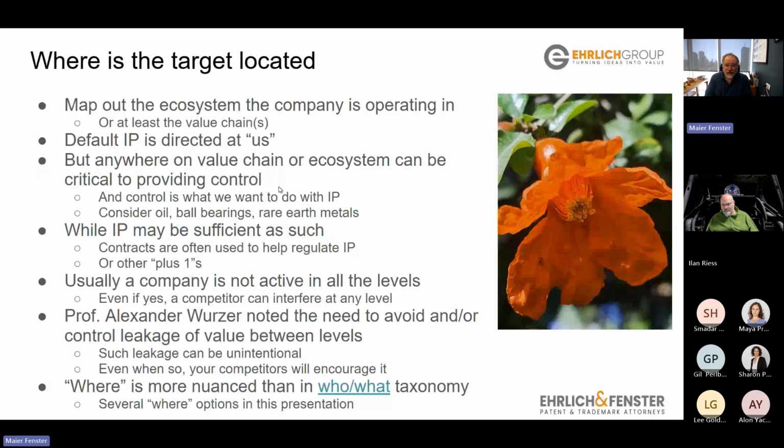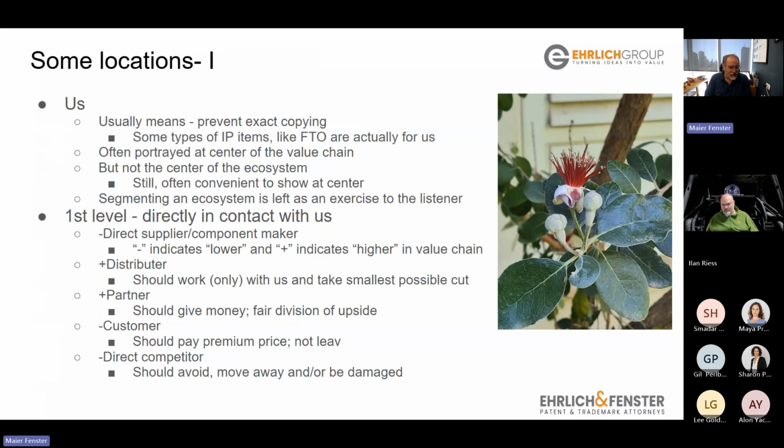So here's a few different locations where IP can be located if you think about the value chain. So the obvious location is aimed at us, and that usually means we have IP that prevents exact copying. Some types of IP, for example, freedom to operate documents, actually are for us. Usually when somebody draws a value chain, they draw themselves in the middle. And if it's an ecosystem, even more so. But obviously, you're not really in the middle.